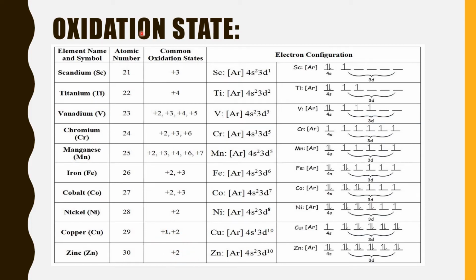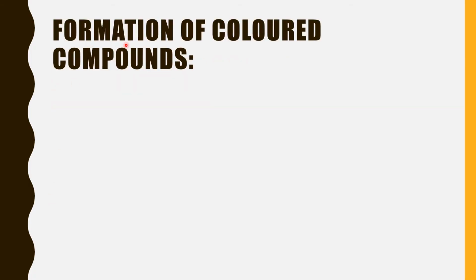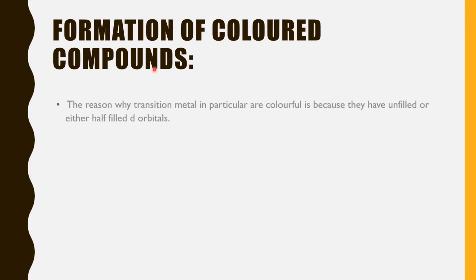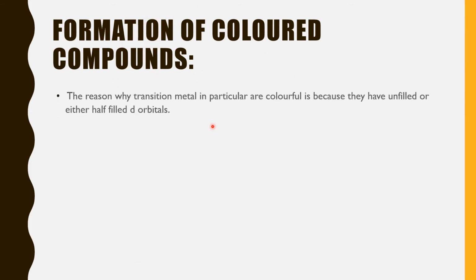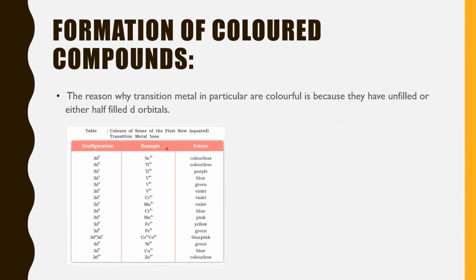These were the oxidation states for the 3d series. The next characteristic of d block elements is formation of colored compounds. The reason for these colored compounds is that they have unfilled or half-filled d orbitals. This is the main reason. Let's see the colors of different examples of transition elements.